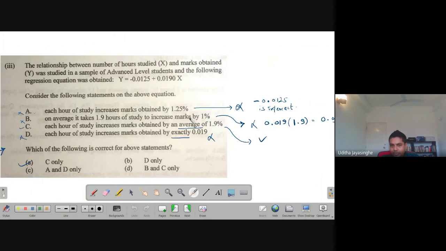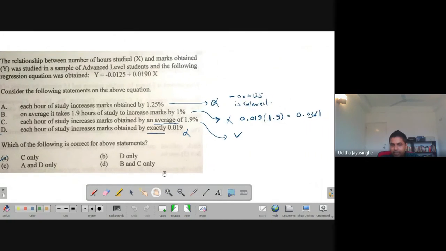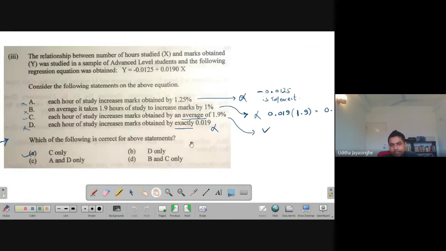So if this is true, you have to apply 1.9 here and get the value. If you apply 1.9 here, it's not 1% that we are getting, something close to 0.03. So if someone says it takes 1.9 hours to increase the marks by 0.3% or 4%, then we can agree. But 1%, no, we can't agree. So the third one is the correct answer.